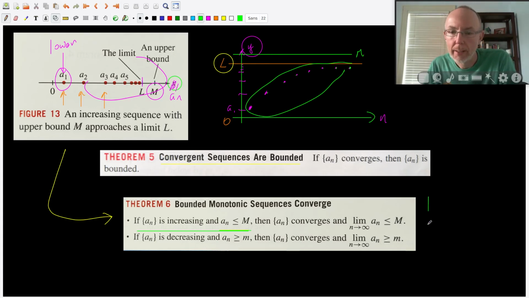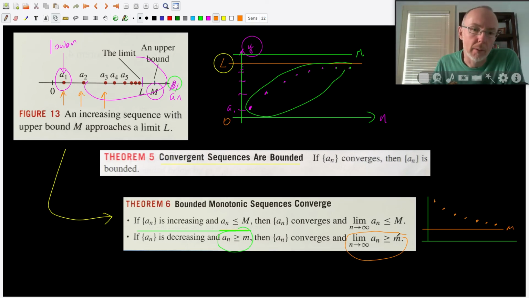And similarly, if it's a decreasing sequence, but it's always bigger than some value, in other words, it has a lower bound, it's bounded below, here's our lower bound, then I've got some values that are decreasing over time, or over values of n, but they never cross M, then it must have a limit, in other words, it must be convergent, and that limit is M at the smallest, maybe bigger than M. So let's see an example of that.